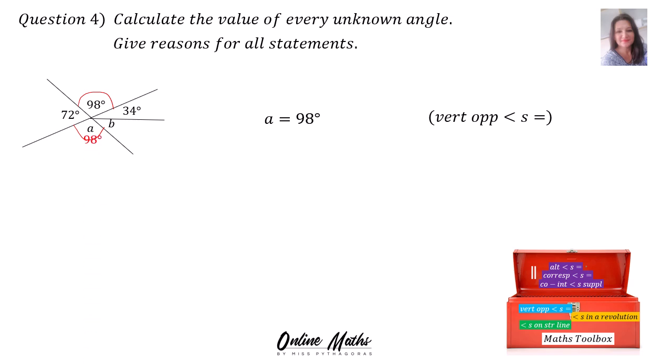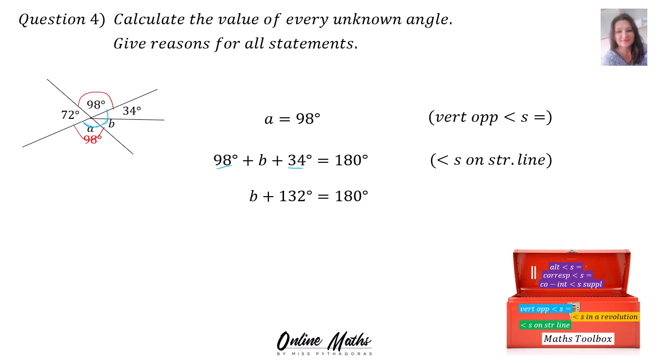And then when we move over to B, B is one of the adjacent angles on that straight line. And then we can say that 98 degrees plus B plus 34 is equal to 180, and the reason, angles on a straight line. And then we add 98 plus 34 is 132, and then we will solve B. So 132 will walk across, and we end with B is equal to 48 degrees.